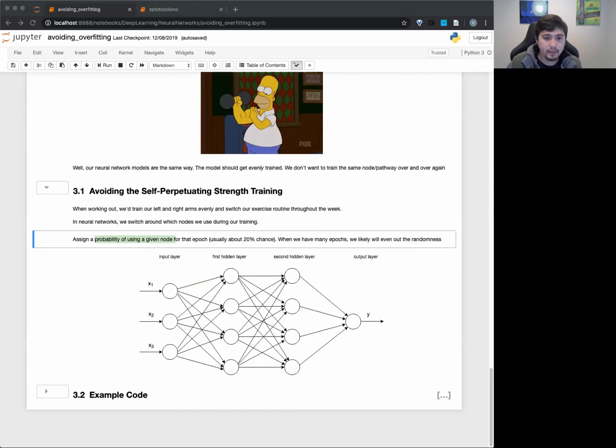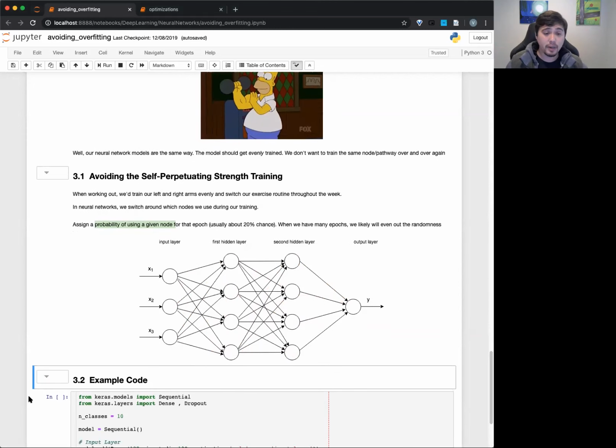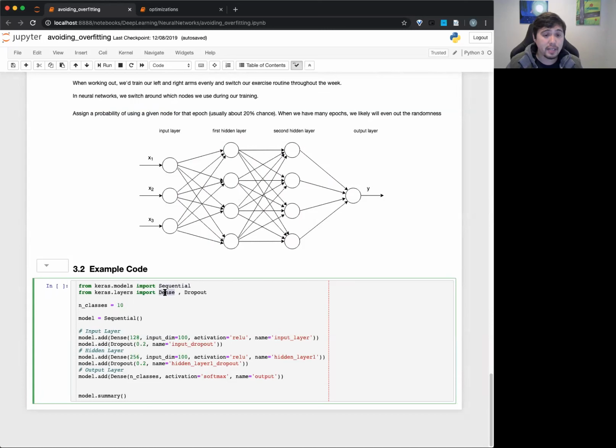Okay, cool. All right, so example code, how do you actually implement this? Turns out it's actually really easy with Keras. We already knew how to write our neural networks in Keras, right? So we still use Sequential. We have our dense layer, which is basically going to be our layer for our inputs, our hidden layers, and then our outputs, right? And then we're going to add this new thing called dropout.